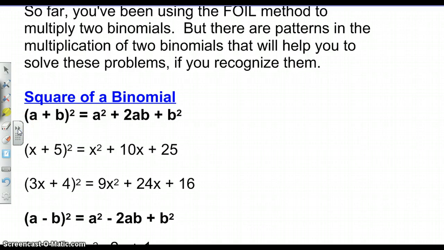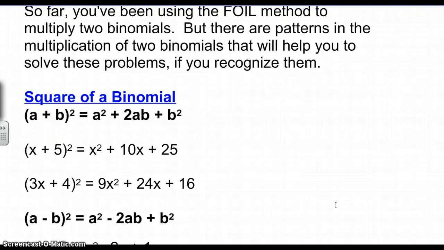So we're going to look at (a + b) squared, and that equals a squared plus 2 times a times b plus b squared. So what you do here, when you have two terms squared, you square the first one, you square the last one, and then your middle term is always 2 times the first times the last. That's where we get that 2ab. So the pattern we're looking for is (a + b) squared, and the answer will always be a squared plus 2ab plus b squared.